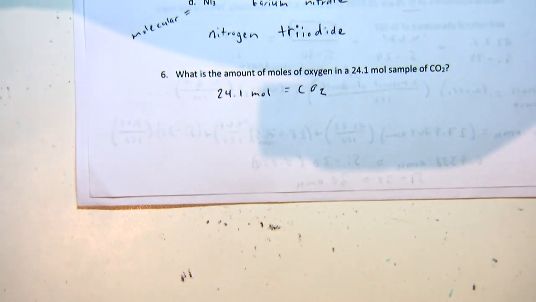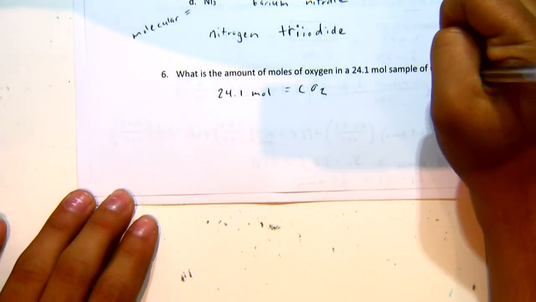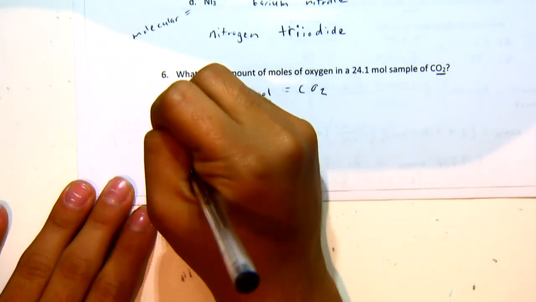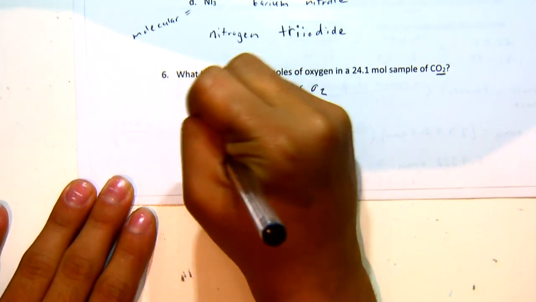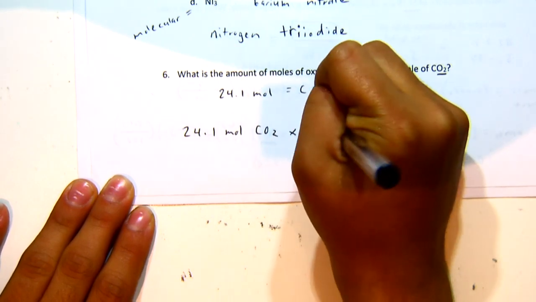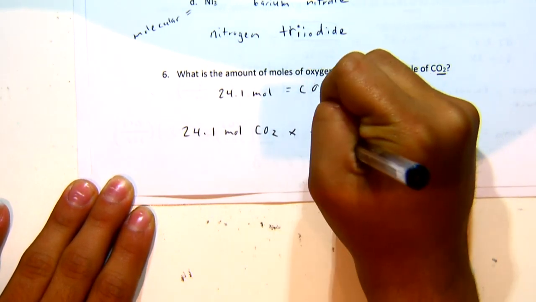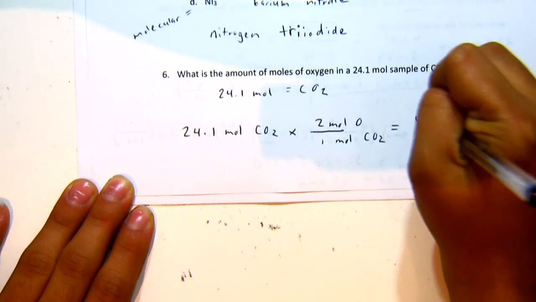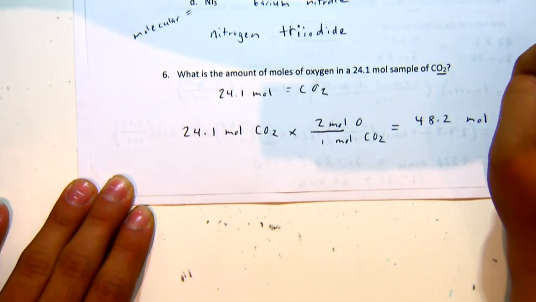And then to know how many moles are of oxygen, you know you have two moles of oxygen actually forming the carbon dioxide, that's that ratio. So based on this sample, you just have to set up 24.1 moles of carbon dioxide times 2 moles of oxygen for the 1 mole of carbon dioxide, and that'll give you 48.2 moles of oxygen.